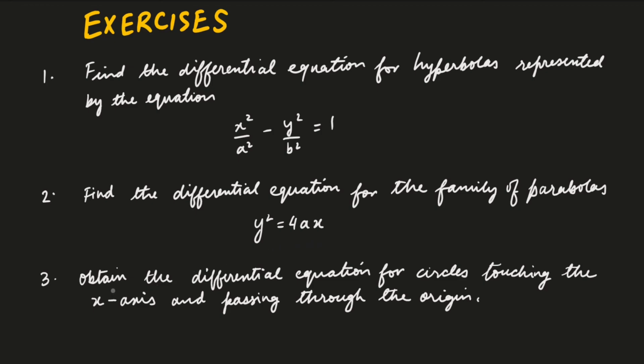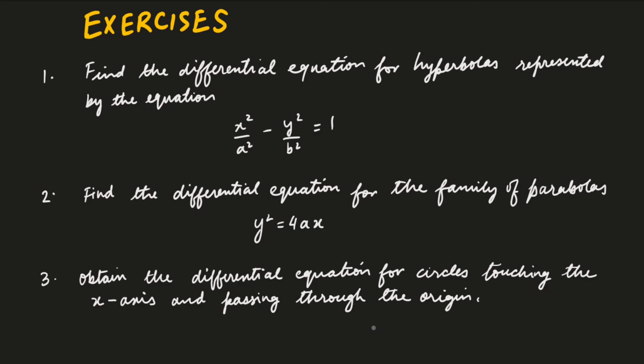The last one is a bit tricky. You need to first obtain the equation for the circles that are touching the x-axis and passing through the origin at the same time. Try doing this and then obtain a differential equation which will obviously be different from what we obtained for circles. Those circles were centered at the origin and had a constant radius of r. For this, you need to first obtain the equation for the circles and then find the differential equation.